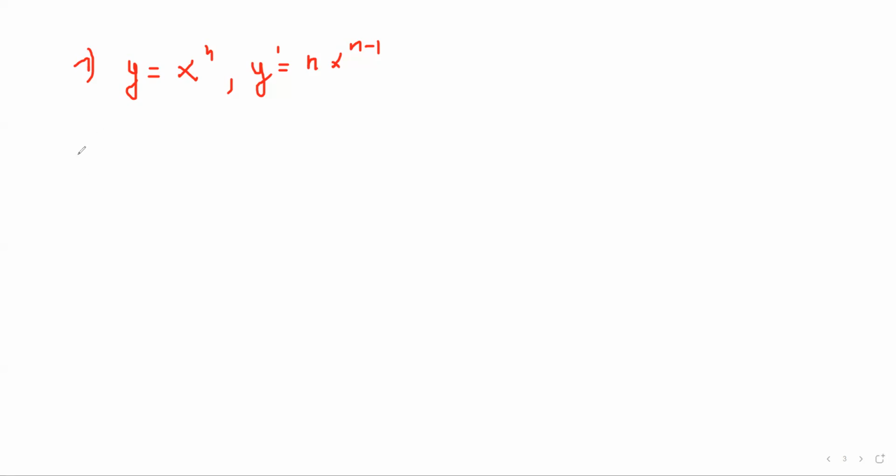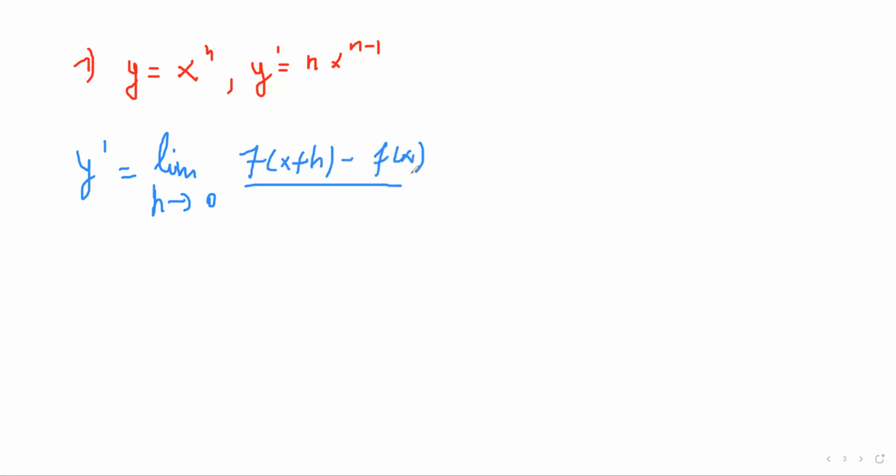We know that the derivative of the function at any point is such a limit, h tends to 0, of f(x plus h) minus f(x) divided by h. This is the formula we use for the general definition of the derivative. If this limit exists, then the function has a derivative. So we are going to apply the same thing here.